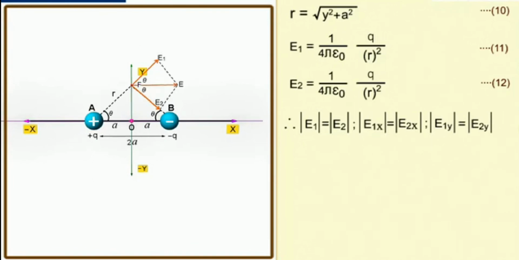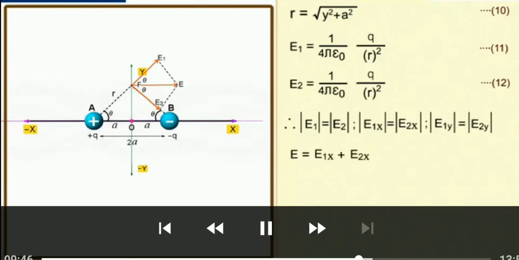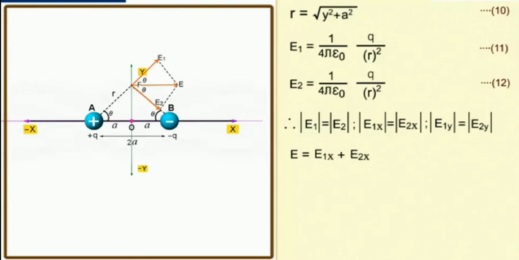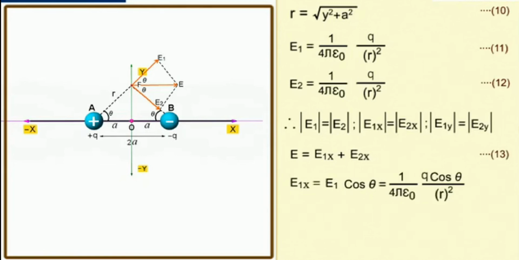Therefore, at the point F, the resultant electric field strength E is equal to E1x plus E2x. Let us label it as equation 13. As the angle between E1 and x-axis is theta, the component E1x is equal to E1 cos theta. Substituting the magnitude of E1, we get E1x is equal to 1 by 4 pi epsilon naught into q cos theta by r square. Let us label it as equation 14.